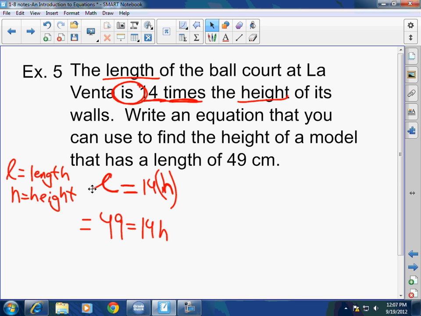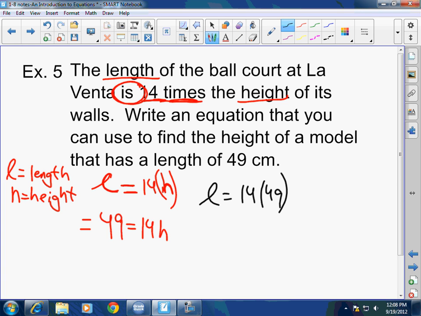Yes, sir. So I was going to have to do, okay, if I just put L equals 14 and then in parentheses 49. No. His question was, sorry about that. His question was, can I put L equals 14 times parentheses 49? Absolutely not. Because that's telling me that the height is 49. They didn't tell you the height is 49. They said the length was 49.